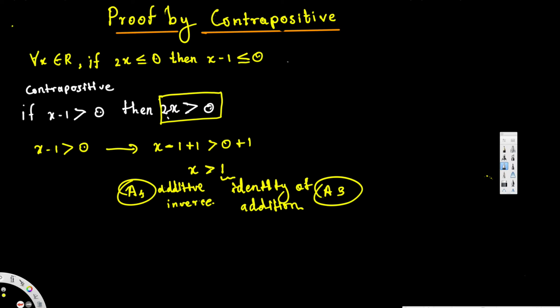The next thing is we are going to use axiom number 13. Axiom number 13 says when we have x greater than 1, and we know that 2 is greater than 0. So let's look at axiom number 13. It says, for example, if you have x less than y and 0 less than z, therefore xz is less than yz.